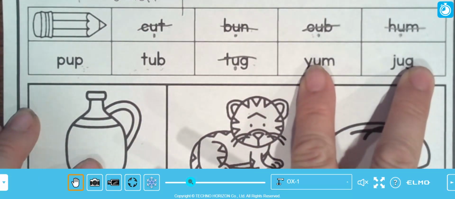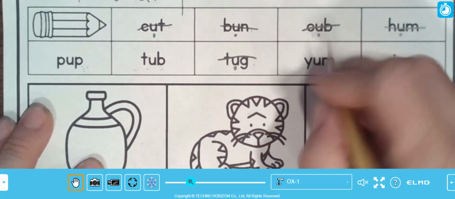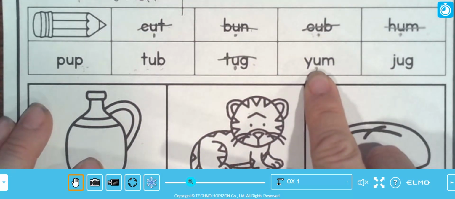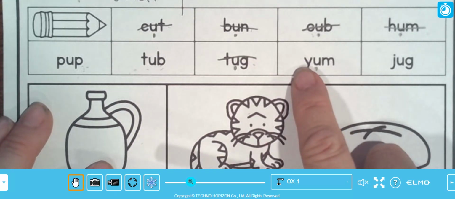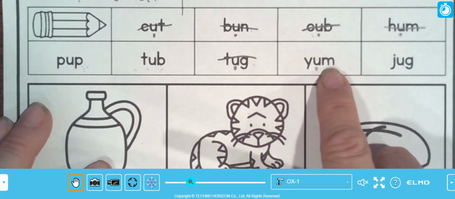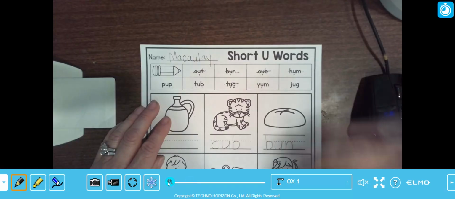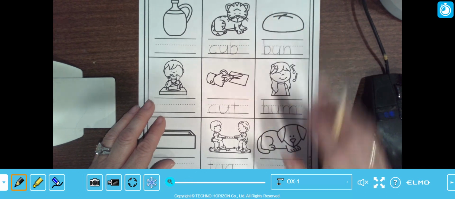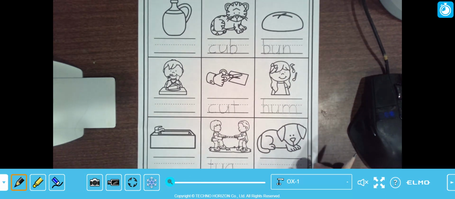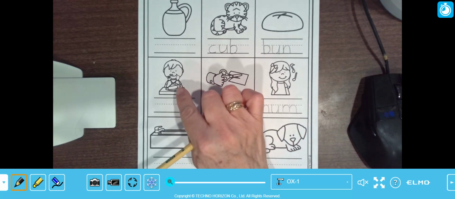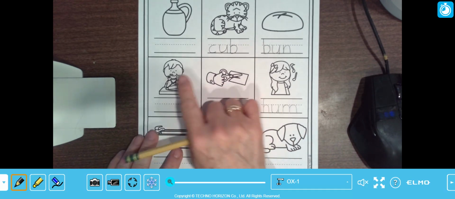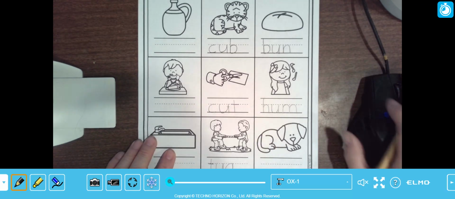We've got 2 more left. Okay, let's do this one. What sound does that short U make? Makes the sound. Let's read it. Yum. What's the word? Yum, which means delicious. So let's find the picture that shows us yum. There it is. Look at his little lip, his little tongue. He's so happy. He's delicious.